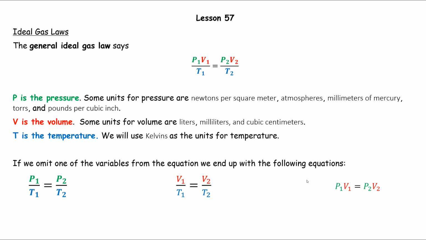And then pressure and temperature are directly proportional, meaning that as temperature goes up, pressure goes up. Volume and temperature are also directly proportional, meaning that if you raise the temperature, the volume also increases for an ideal gas.